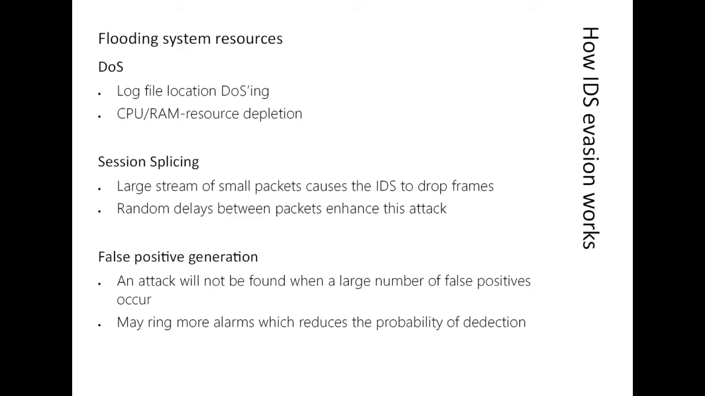Session splicing is sending data in as many packets as possible by playing with the MTU value of the packets. As a large stream of small packets may cause the IDS to drop frames to balance the overload, malicious activities may not be detected. Also, the reassembly of streams could fail under the overload of data to process. To enhance this attack, a random delay between network packets may be used. This boosts the difficulty to reassemble a network stream.